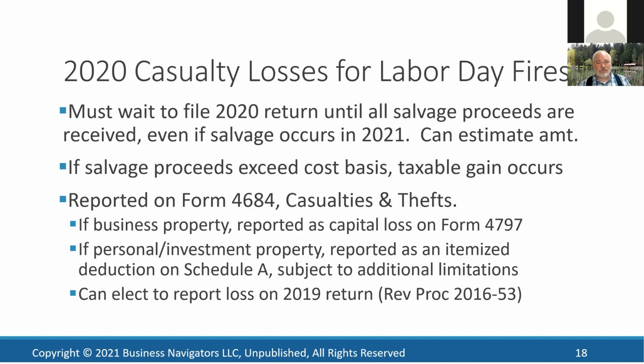So we can do an estimate, but it's best to get as close a number as we can, because if you foul up on the estimate and you end up getting more money than you thought you would, then you're going to have income. You're going to have to go back and amend that original return. You're going to have underpayment and all that, and penalties and interest. If you overestimate your salvage proceeds, then you go back and you can claim an additional loss.